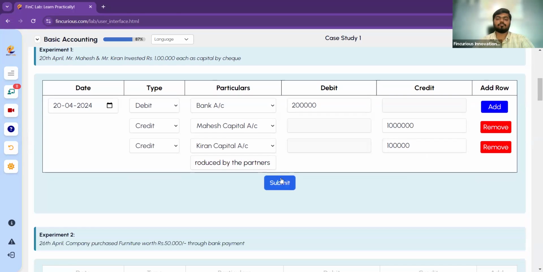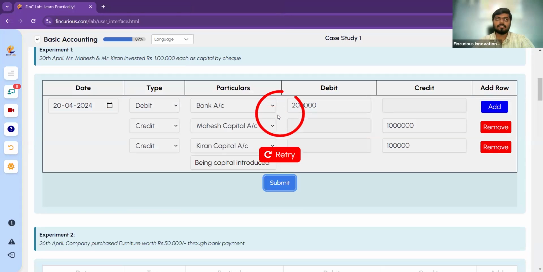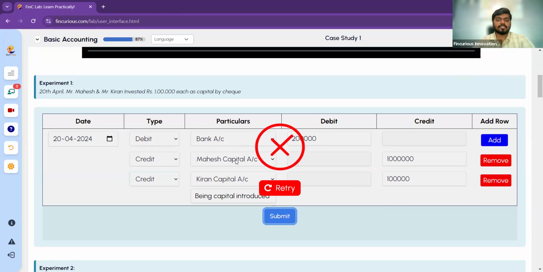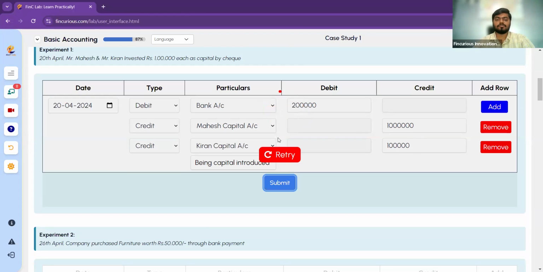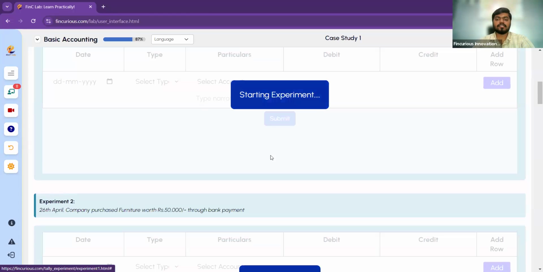Now I can submit it. So debit my bank account, credit Mahesh capital, credit Kiran capital, submit. Oh no, it is showing wrong. Why? I would have made some mistake. What is that mistake I need to identify? Bank account debited, Mahesh capital credited, Kiran capital credited. So 2 lakhs. Oh, you can see here, mistakenly I have entered 10 lakhs instead of 1 lakh. So if you give the wrong answer, it will show you wrong and you need to retry it again.